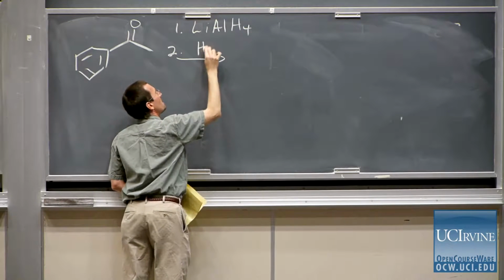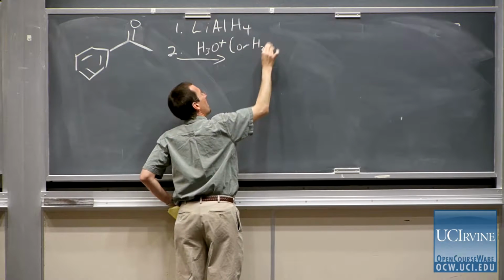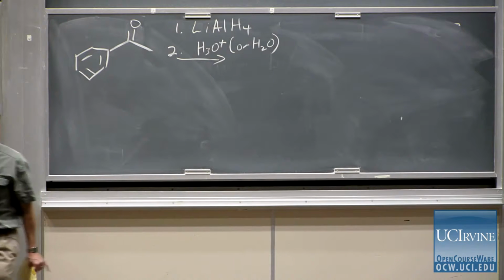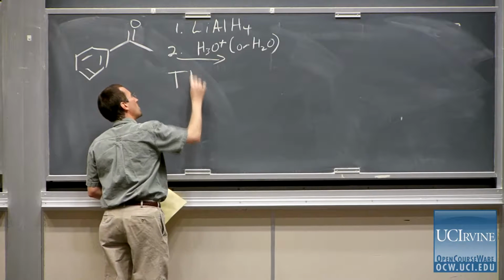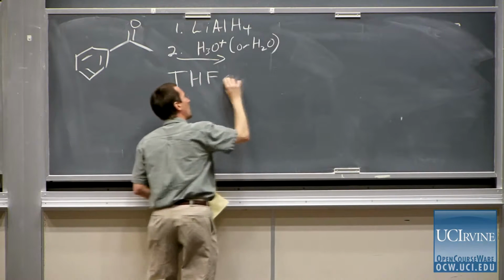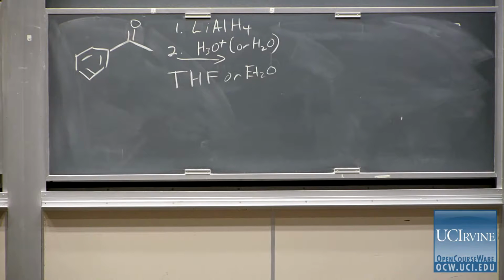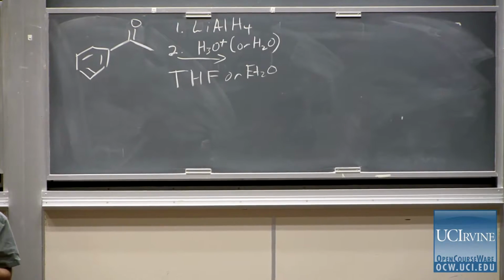And I'll write in the step H3O plus, or your textbook writes H2O, and I'll tell you about that in just a second. And then I'll probably also indicate the solvent that I would use to carry out this reaction. And typically I would carry out the lithium aluminum hydride reduction reaction in THF or in diethyl ether. So this constitutes a little recipe. It says, take some benzophenone, put it in a flask with some THF or some ether, throw in some lithium aluminum hydride, and then after a while, after the reaction is done, throw in some acid or some water.